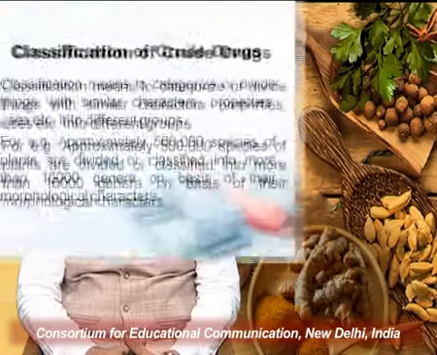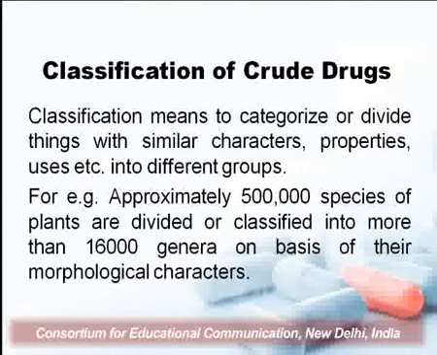Either he has categorized those drugs on the basis of the manufacturer, or on the basis of their uses, so he immediately knows which corner of the shop to go to and bring out that drug. So he has classified the various drugs present in his shop. When we talk about the classification of crude drugs, the system is a bit complex because there are approximately 5 lakh species of higher plants, divided into more than 16,000 genera on the basis of their morphological characters or other similar characters which can be utilized for classification.